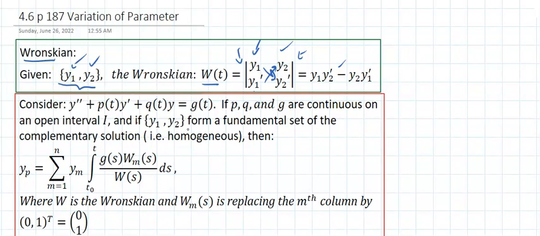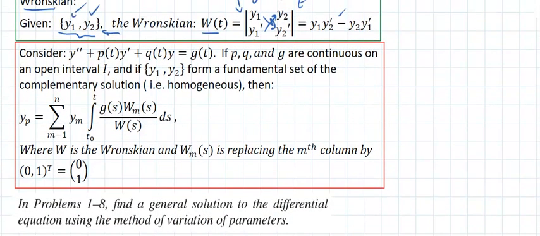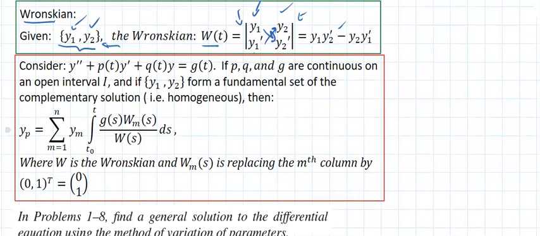Now, this is going to generalize for more than two solutions later on. So generalize for as many solutions as you have, which is why I'm giving you this formula in the form it is. In our book, they have it in terms of y sub 1 and y sub 2 only. Here I have it in terms of y sub m because this works for third order, fourth order, fifth order, as high of an order as you like to go.